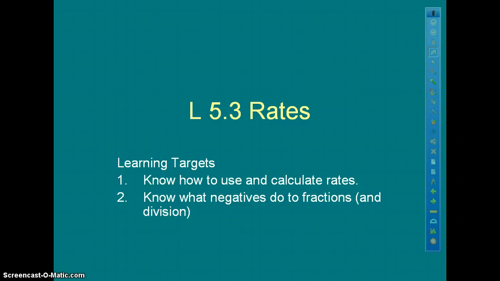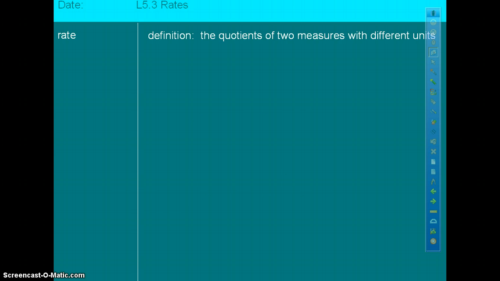Lesson 5.3 rates. Today's lesson is a pretty big review of some stuff that you've done before, as well as a little bit of an advancement in vocabulary primarily. Not really in any sort of mathematical skill, but an advancement in vocabulary. So let's take a look.